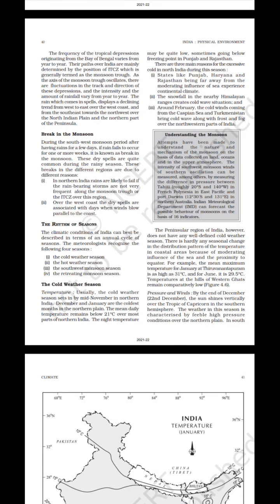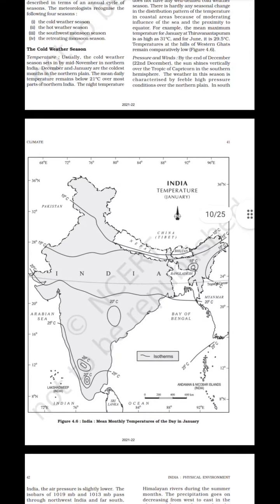Pressure and winds. By the end of December, 22nd December, the sun shines vertically over the Tropic of Capricorn in the southern hemisphere. The weather in this season is characterized by feebly high pressure conditions over the northern plain. Take a look at the map. Figure 4.6, India, mean monthly temperatures of the day in January.